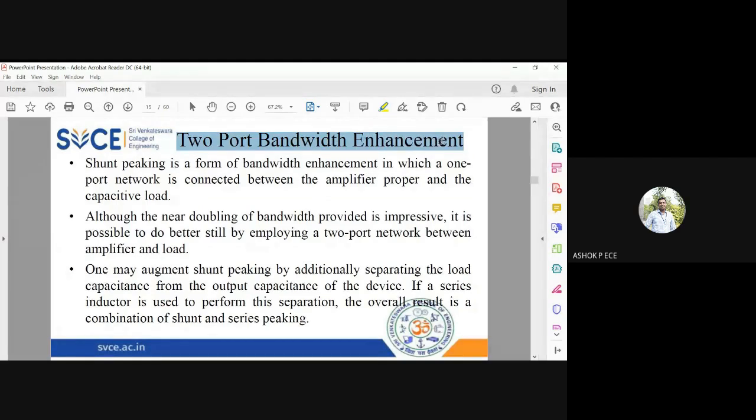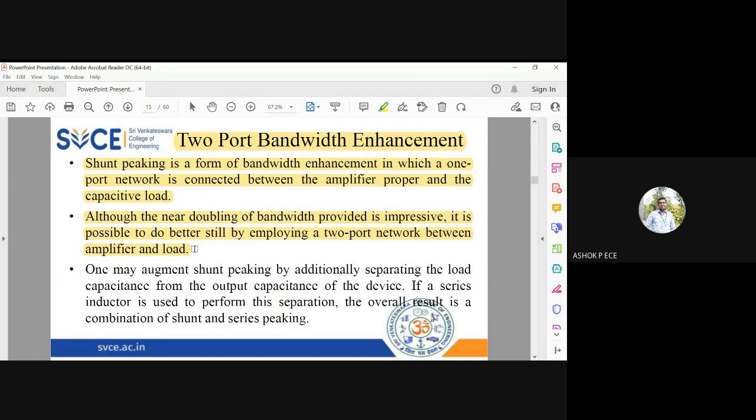And if I'm going for 2-port bandwidth enhancement, the shunt peaking is only for 1 port because I'm connecting only the amplifier and the load. So although the near doubling of bandwidth is impressive, you still have to go for a 2-port network between the amplifier and the load. 2-port means the amplifier is going to have input and output.